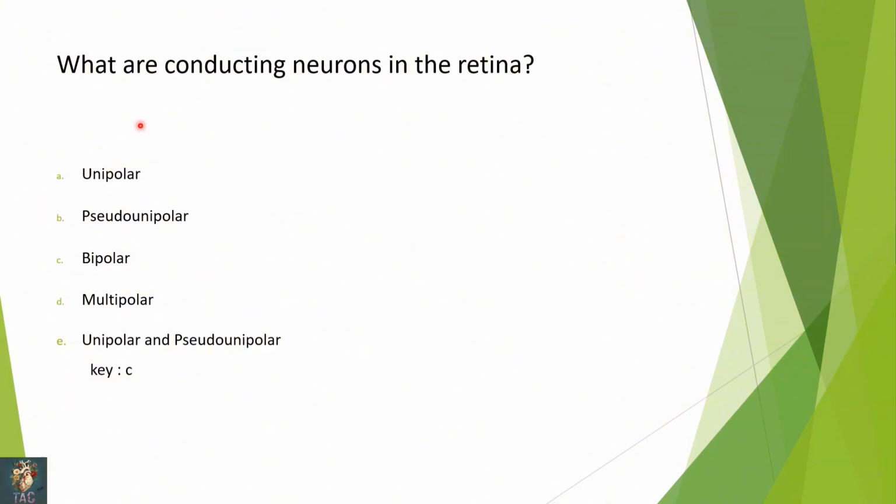Next: what are the conducting neurons in the retina? They are unipolar, pseudo-unipolar, bipolar, or multipolar. So please remember, the true example of bipolar neurons is in the retina. The bipolar neurons are present in the retina and these are the true bipolar. These are the conducting neurons in the retina. So option C is correct.